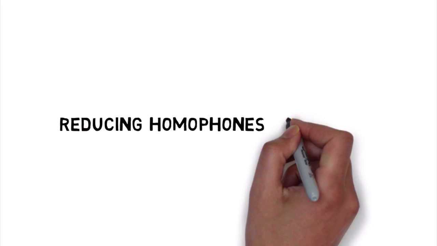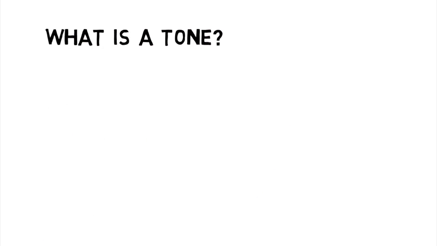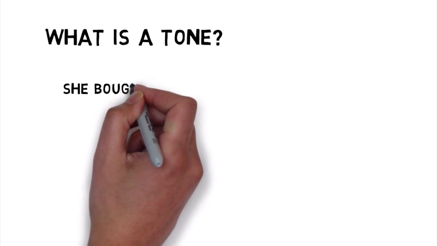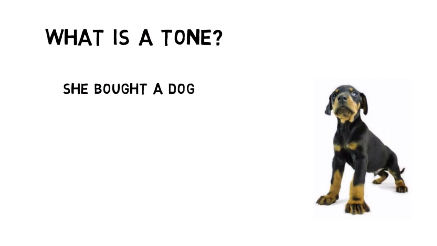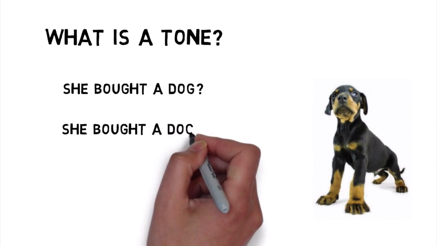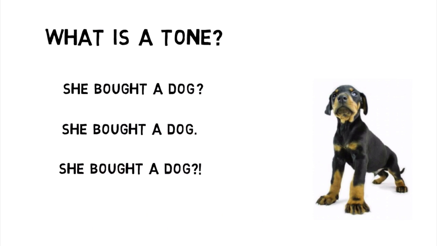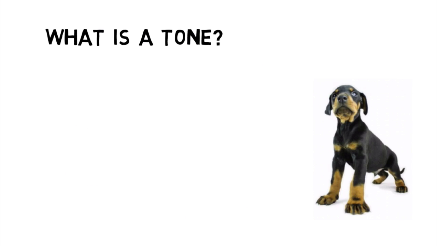One of the ways that Cantonese helps reduce the number of homophones in its language is by adding tones. So, let's figure out what a tone is. We'll start with a short sentence in English. She bought a dog. Now, I can say this sentence in numerous ways. She bought a dog. She bought a dog. She bought a dog.